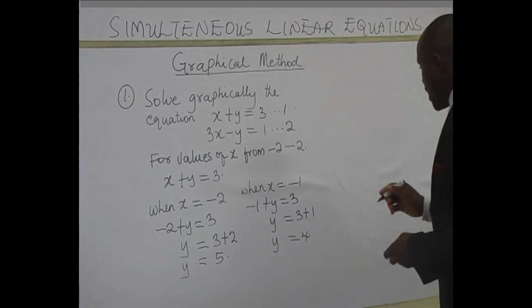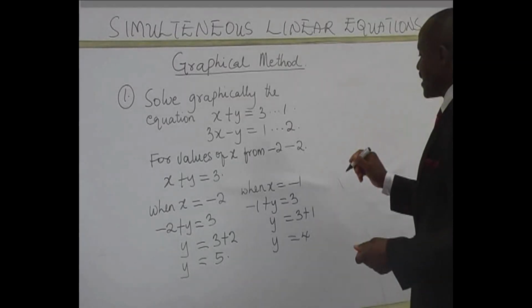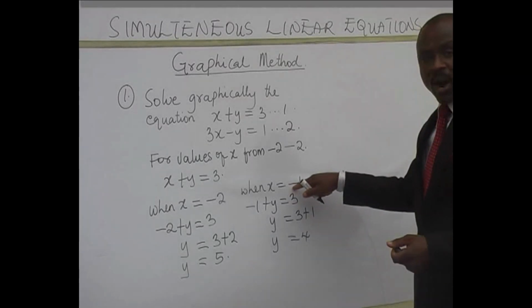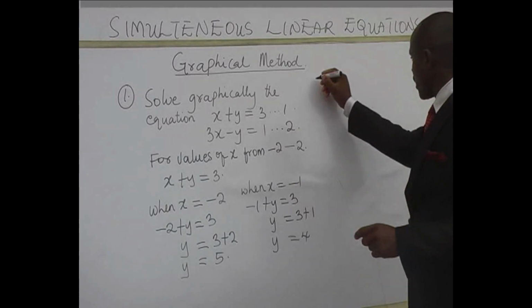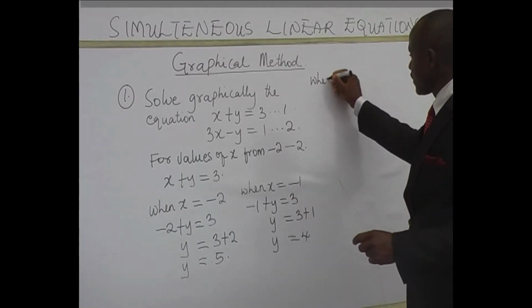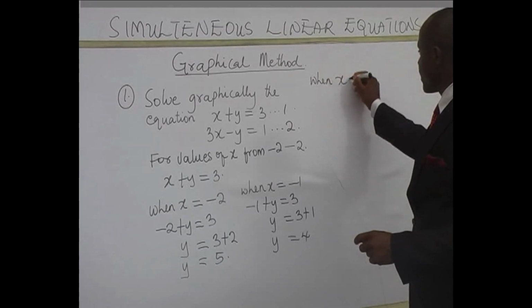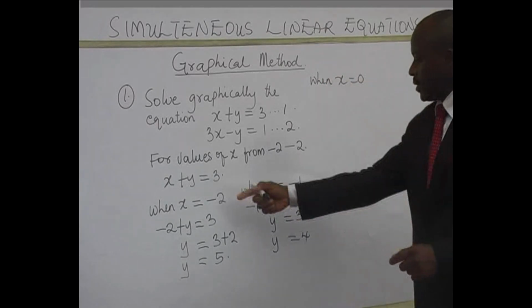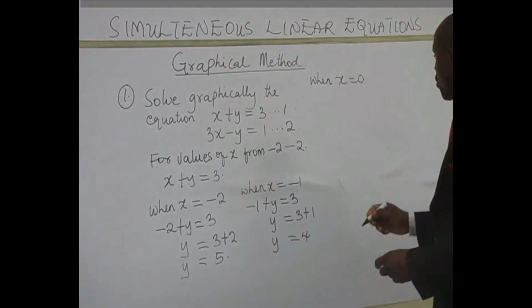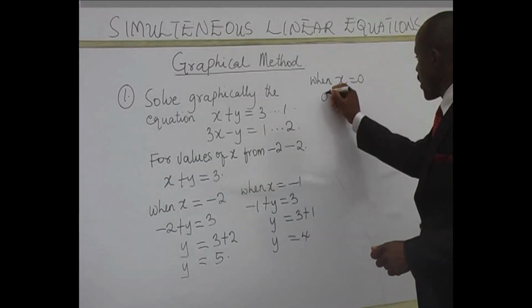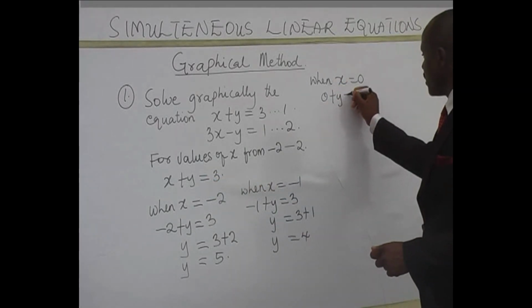The next value is when x is 0. After -1, the next number is 0. So we have when x is equal to 0, from our equation, we have that 0 plus y is equal to 3.